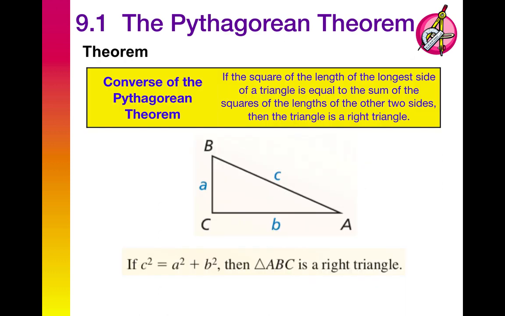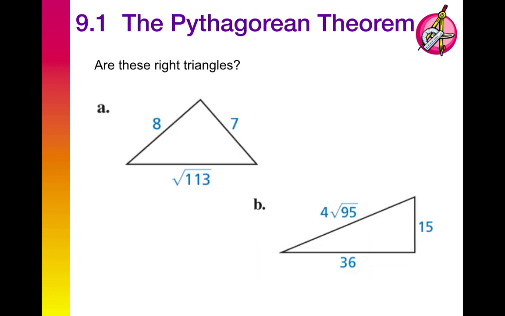The converse of the Pythagorean theorem says that if we have three numbers, we have a triangle, and the three sides are such that we can make one side c squared equal to the sum of the two legs squared, then we have a right triangle. So if it fits this formula, then it's a right triangle.